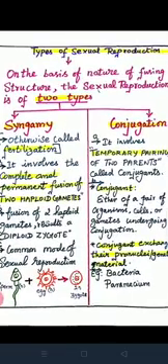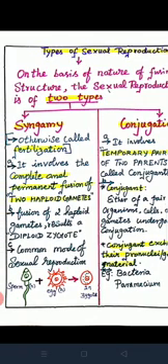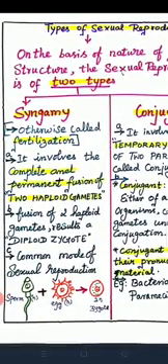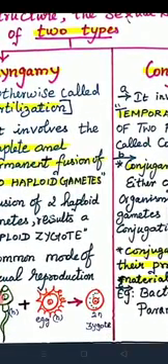Syngamy, otherwise termed fertilization. Syngamy, point A, involves the complete, permanent fusion of two haploid gametes. See the picture. The male gamete, sperm, fuses with the female gamete, egg. Both are in haploid condition. After the fusion, they form a 2N zygote, diploid in nature.